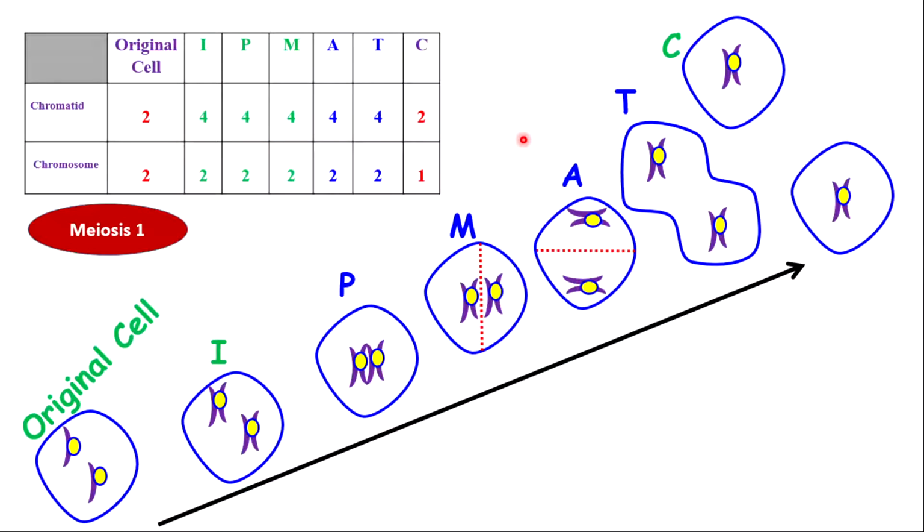Now let's look at an example. An example here will be using an original cell with 2 chromosomes, 2 chromatids. Remember, interphase will double up what? The chromatids. So the chromatid number maintains right through. You don't need to worry about the chromatid number, they maintain right through. So if you count from the I to the T, there are 4 chromatids each.